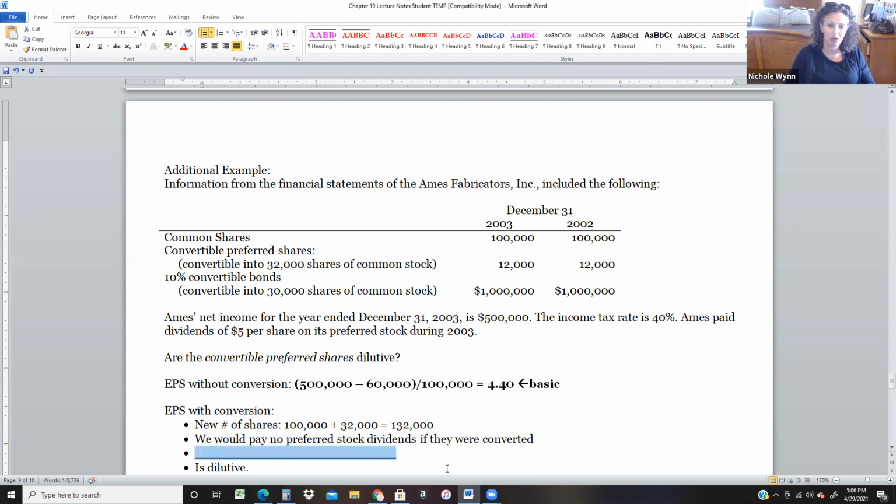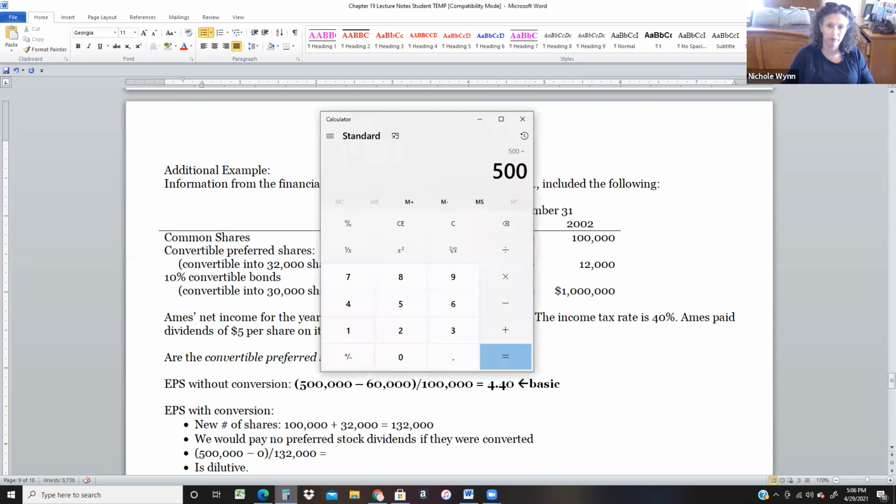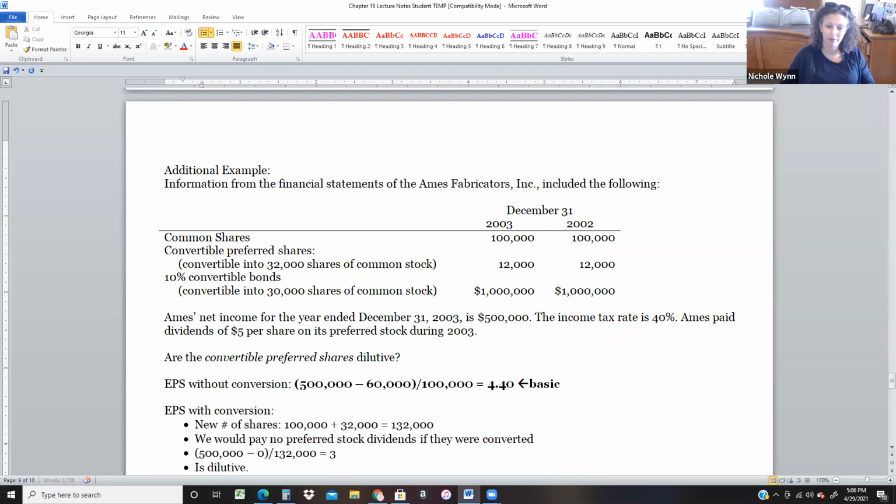And so the new earnings per share would be 500,000 minus 0 divided by 132,000. And again, I don't know if that's going to make it get bigger or smaller. It went to 3.79. So this is dilutive because it went down compared to the 4.40.